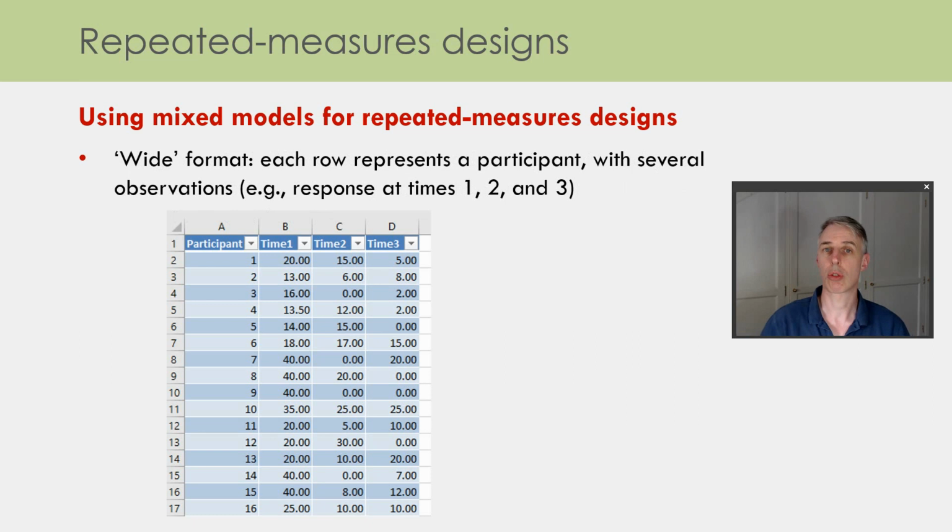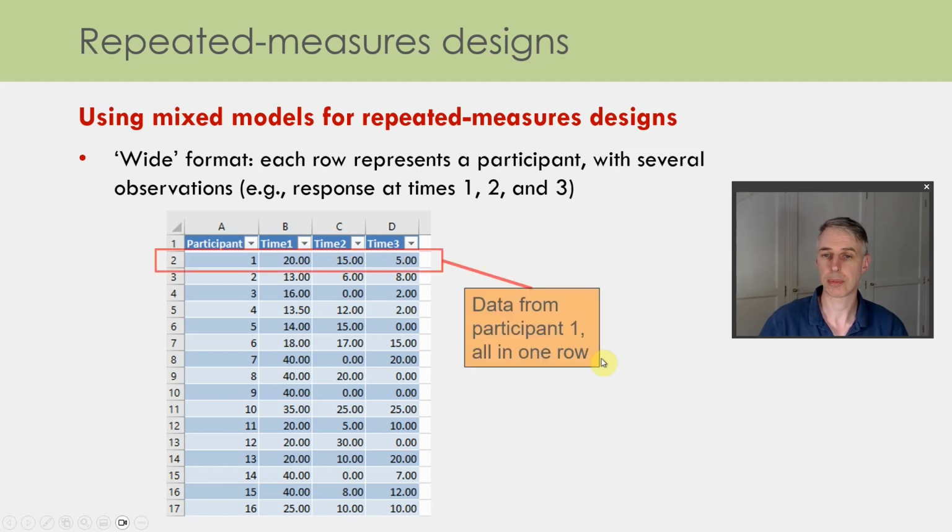Well, here's an example of a traditional setup for wide format data, where each row in your data set represents all the observations from one participant. Okay, so here we have a repeated measures design where each participant provides scores on some variable at 3 different time points. So in each row we have those 3 observations from a given participant. Here's participant 1, who scores 20 at time 1, 15 at time 2, and 5 at time 3.